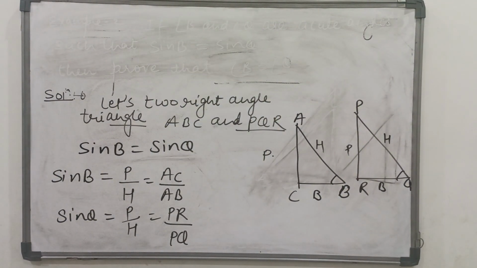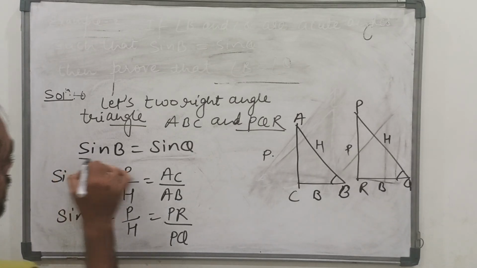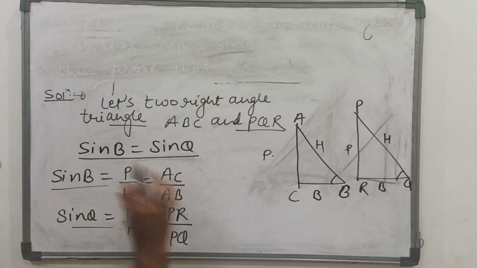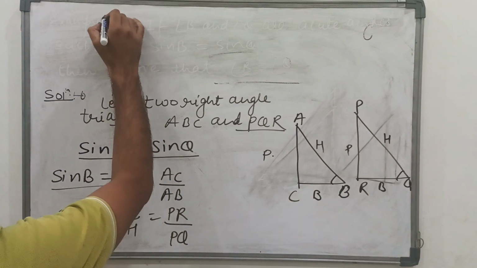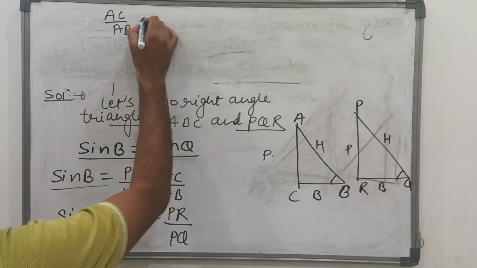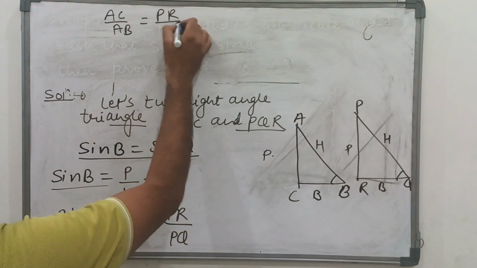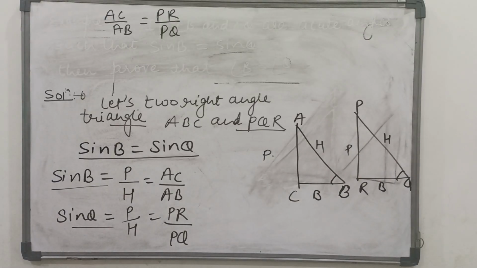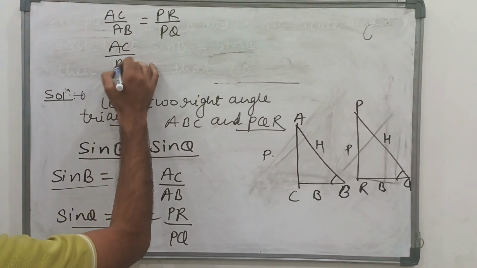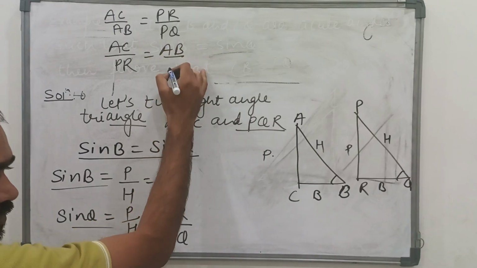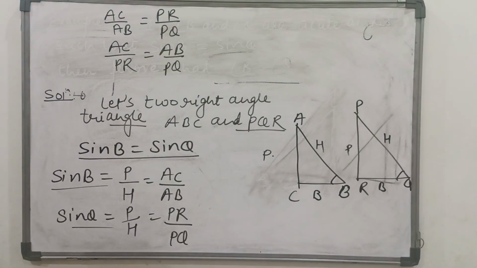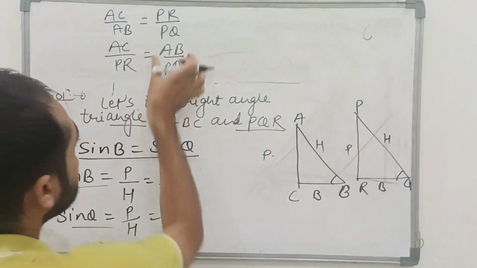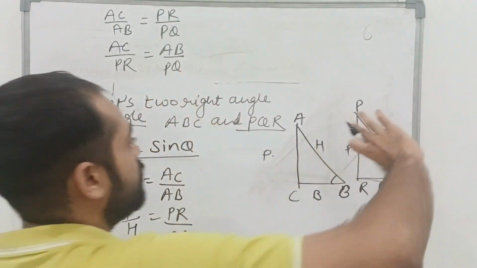Okay. Next step is what? This sin B is equal to sin Q, so we can write easily sin B is equal to sin Q. How can we write? AC upon AB is equal to PR upon PQ. Okay. So how can we write? AC upon PR is equal to AB upon PQ.